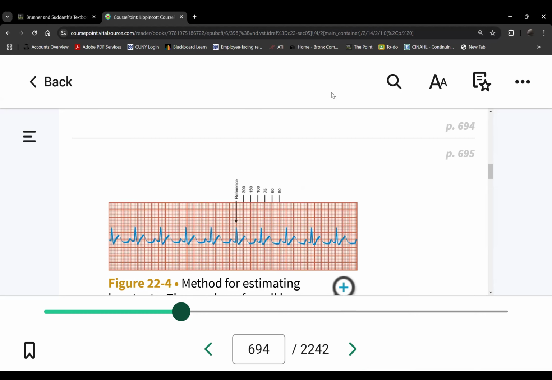Okay, how long is 1 big box? This is a big box. In it are 5 small boxes. So this is 1 big box. So how many of these make 1 second? Each big box is 0.2 seconds. So how many big boxes to make 1 second?